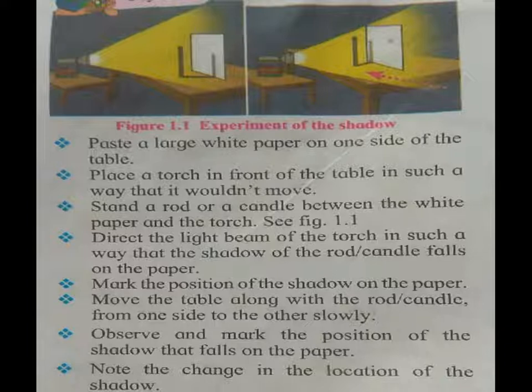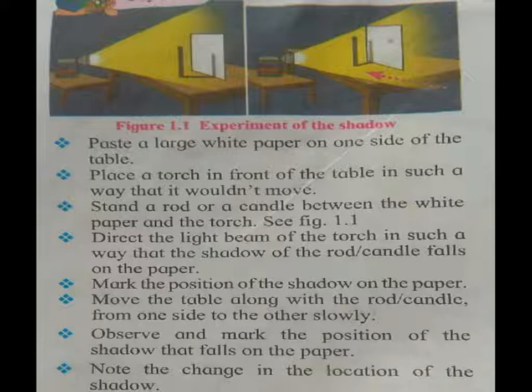Place the torch in front of the table in such a way that it wouldn't move. It should not move actually. We are considering the torch as the sun. Yes, that's why it should not move. And stand a rod or candle between the white paper and the torch. See the figure, you can see that.